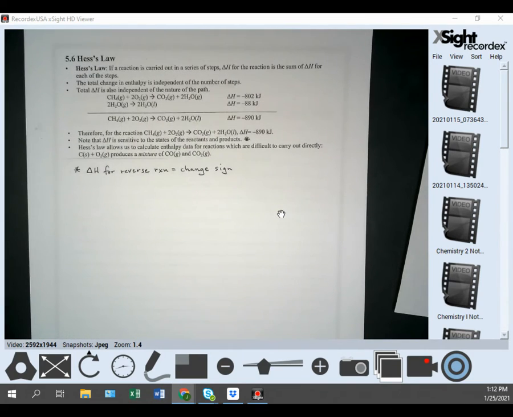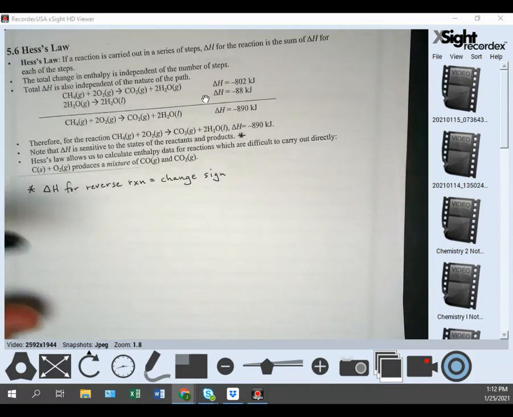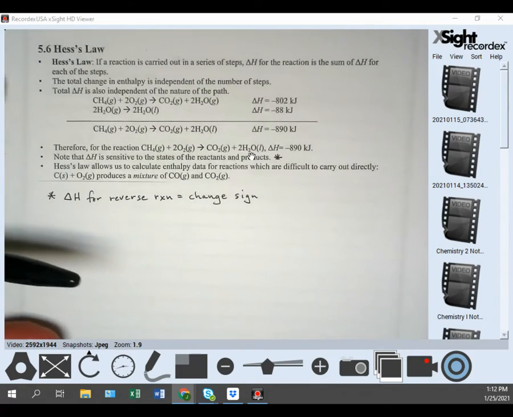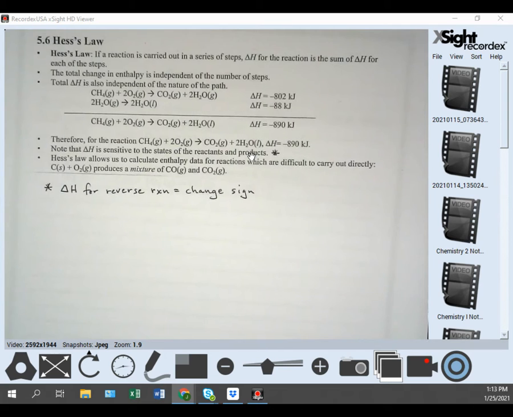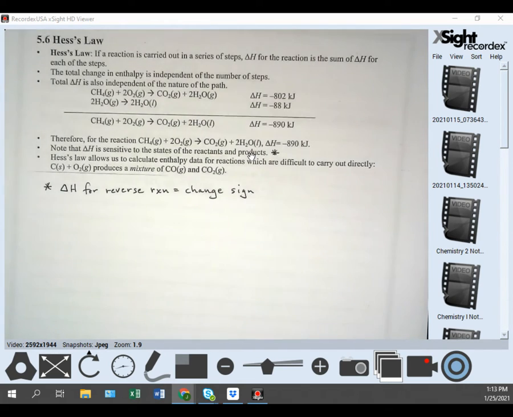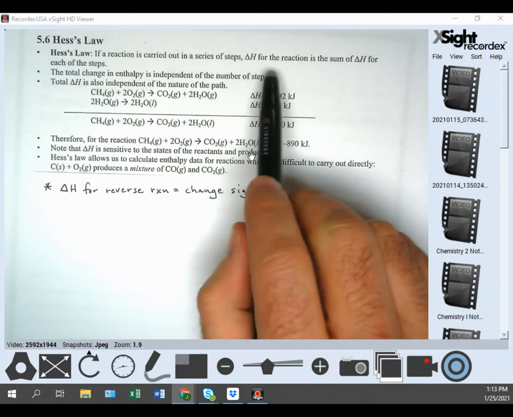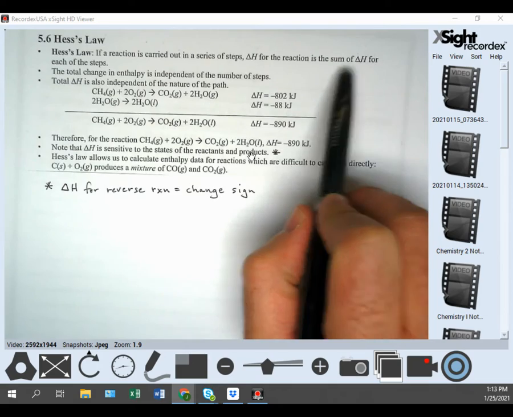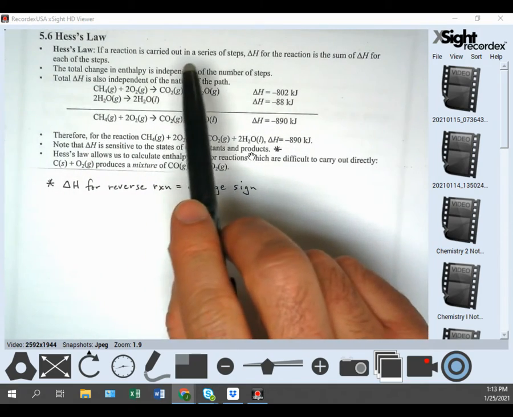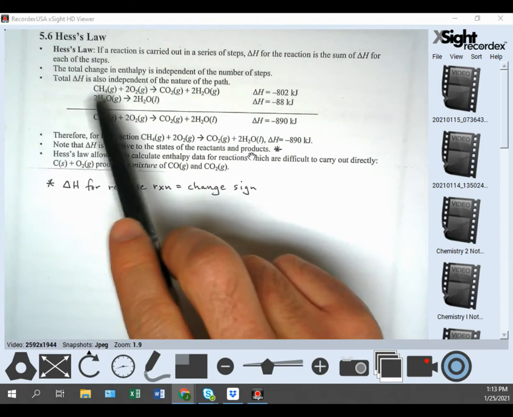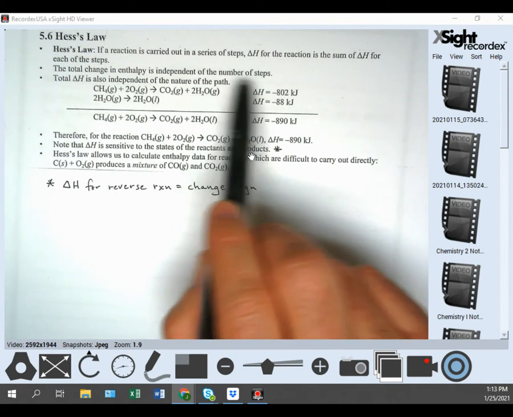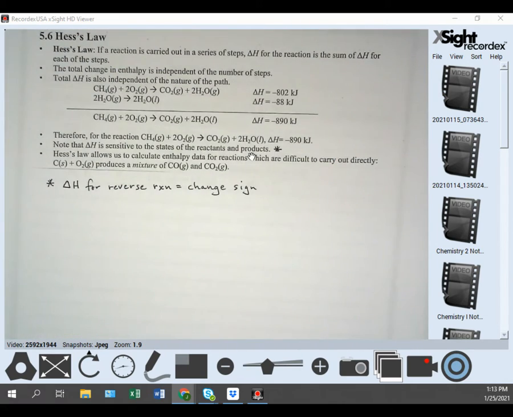So Hess's Law. Hess's Law is actually relatively simple in concept. Hess's Law just says, if a reaction is carried out in a series of steps, the delta H, the change in enthalpy for the reaction, is the sum of the change in enthalpy for each of the steps. The total change in enthalpy is independent of the number of steps. So what it means is it doesn't matter if it happens in one step or 5 steps, the total change in enthalpy overall will be the same.